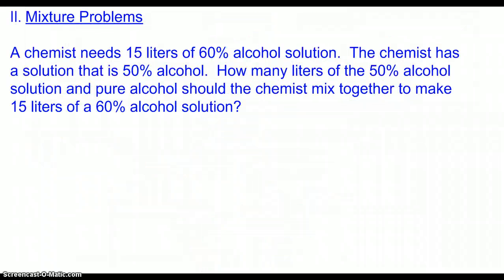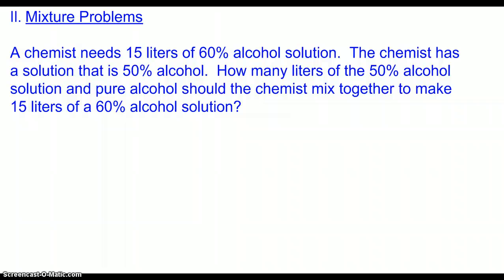Okay, the second problem represents a mixture problem, which really feels tricky, but is just simply a system of linear equations once again. And so you may need to pause this screencast so that you can take down this problem for your notes. It's a great one to have as an example. A chemist needs 15 liters of 60% alcohol solution. The chemist has a solution that is 50% alcohol. How many liters of the 50% alcohol solution and pure alcohol should the chemist mix together to make 15 liters of 60% alcohol solution? This sounds so painful, but really we'll find it's very doable.